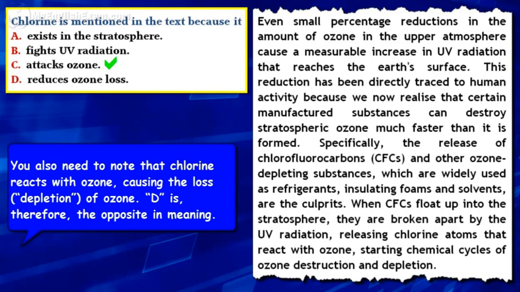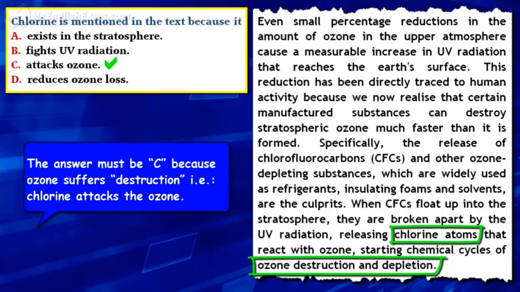You also need to note that chlorine reacts with ozone, causing the loss, depletion of ozone. D is therefore the opposite in meaning. The answer must be C, because ozone suffers destruction, that is, chlorine attacks the ozone.